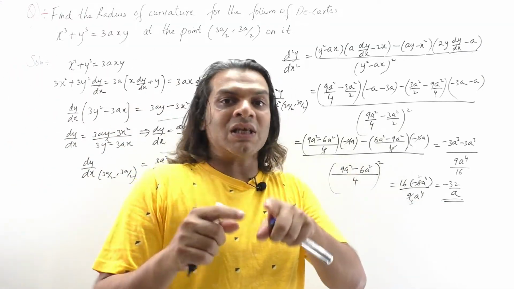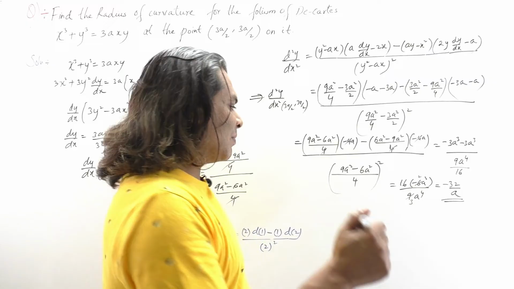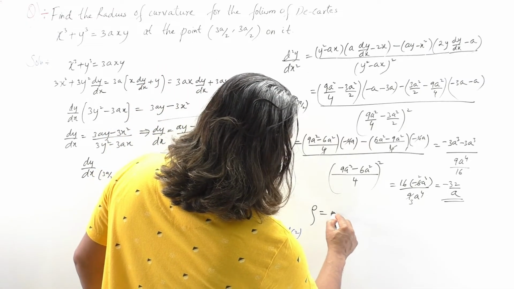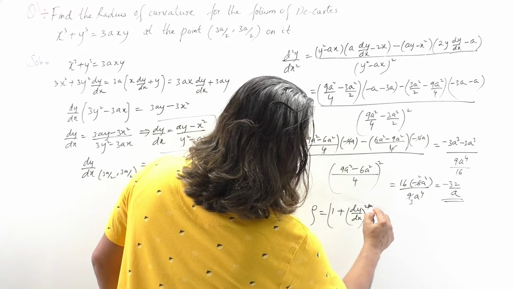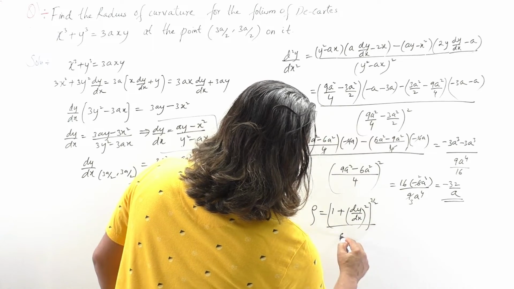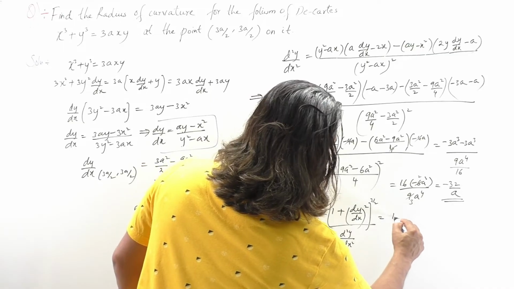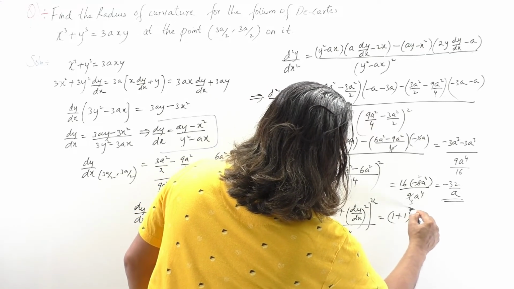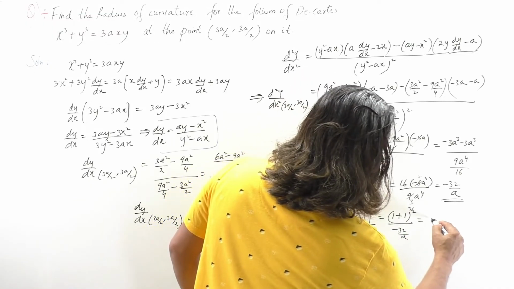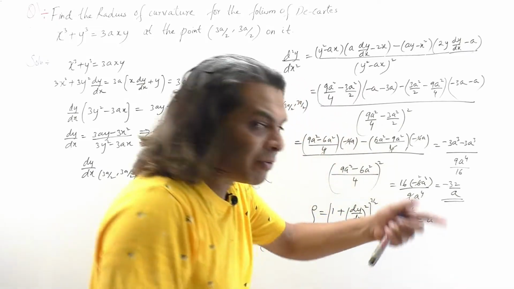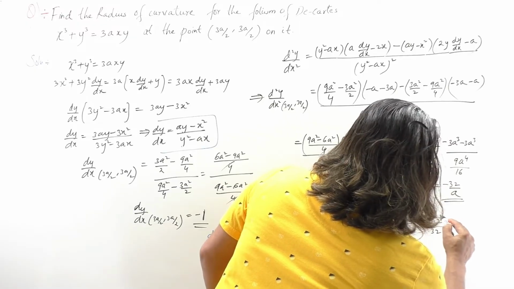Now since we got both dy by dx and d square y by dx square at the point 3a by 2, 3a by 2, now we know the formula. So the radius of curvature rho is equal to 1 plus dy by dx the whole square raised to 3 by 2 upon d square y by dx square. So that will be 1 plus minus 1 the whole square is 1, raised to 3 by 2, upon minus 32 by a. See, this minus 32 by a goes to the top. So a by 32 and 2 raised to 3 by 2.